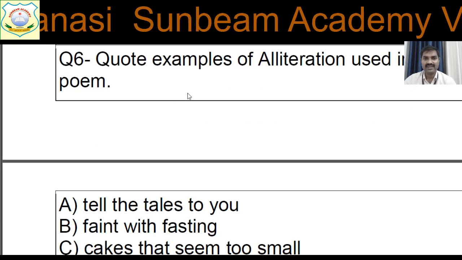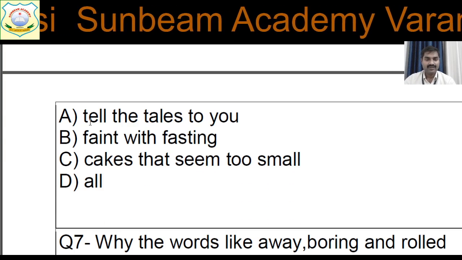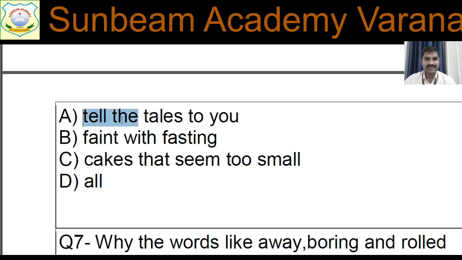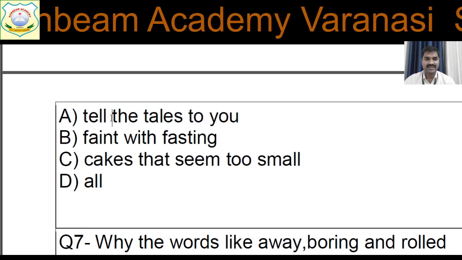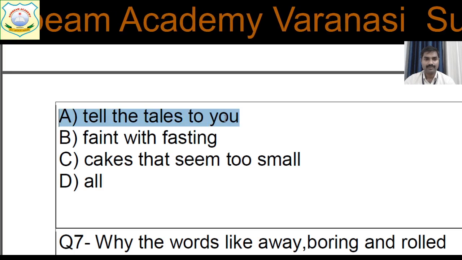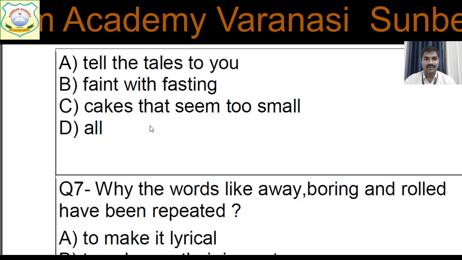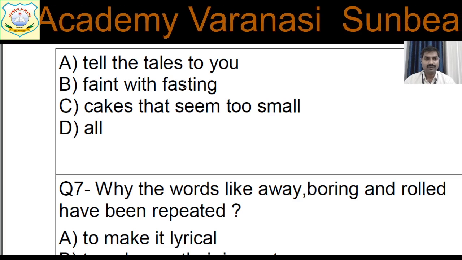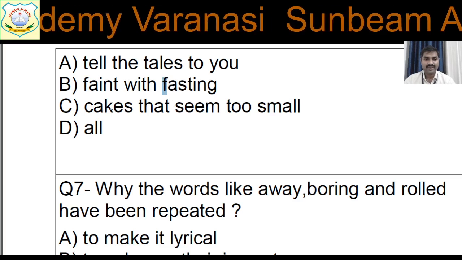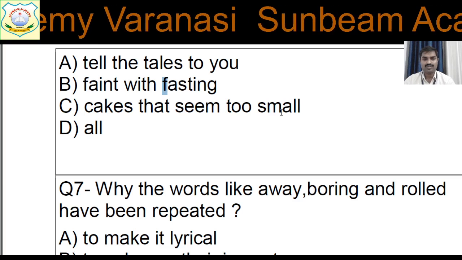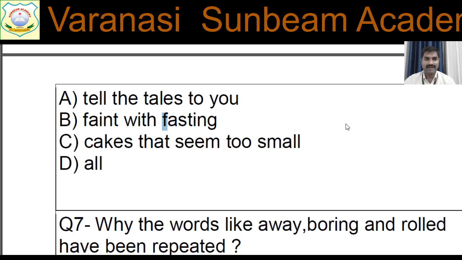Next is, quote examples of alliteration used in the poem. What are the examples? Tell the tale to you. So T is repeated first, second and third. So this can be the right option. And here faint was fasting. FF. This again, the FF sound is repeated. Cakes that seems too small. So seems small. You will have to see this option.